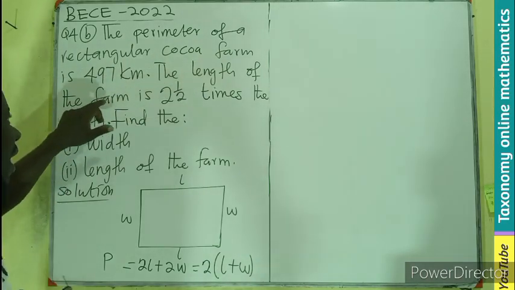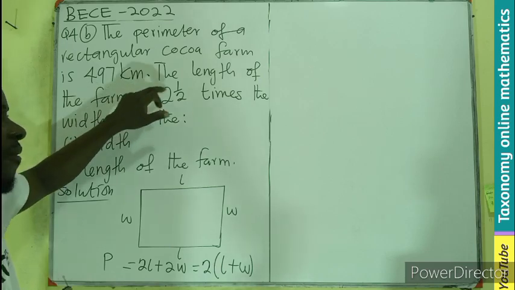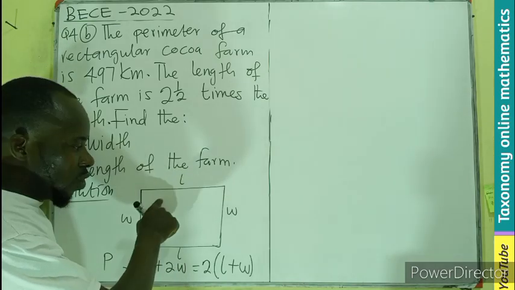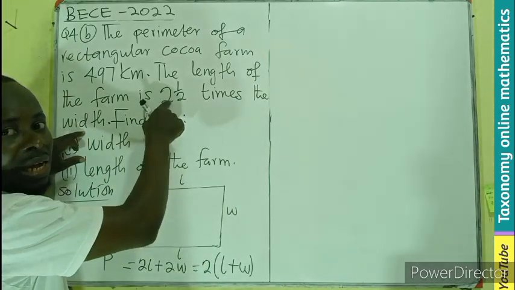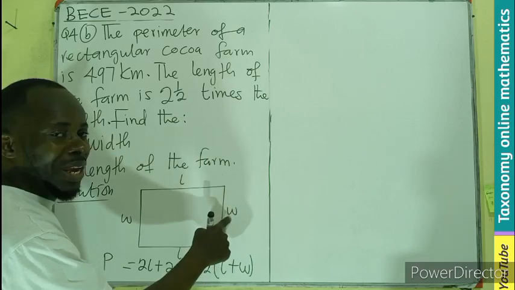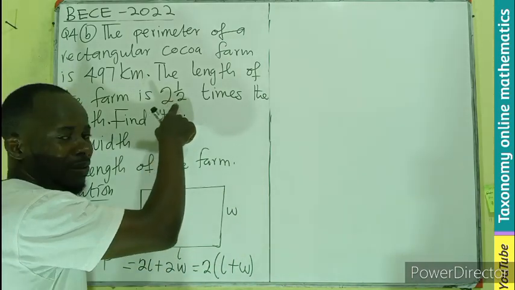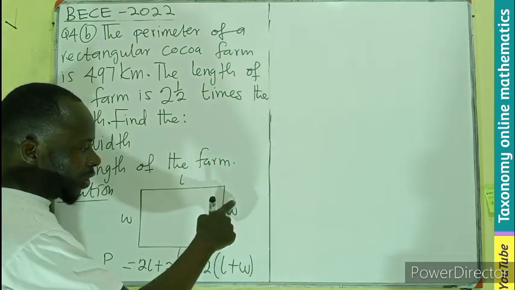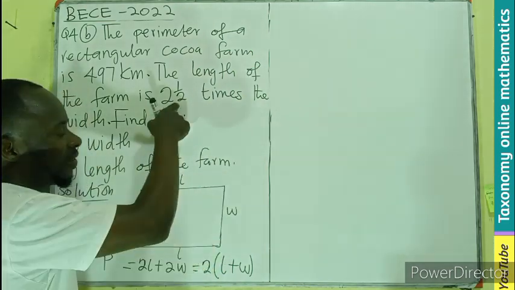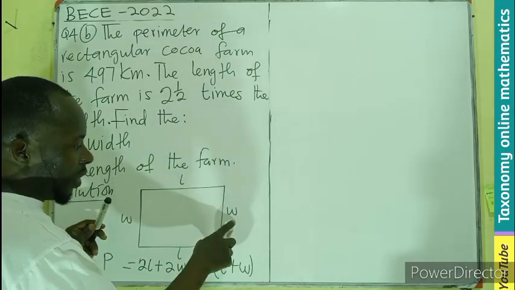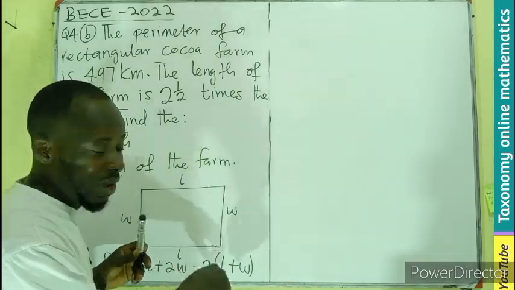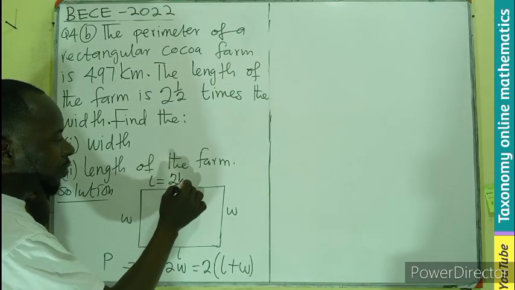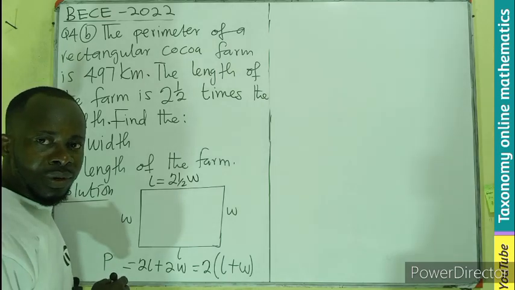The length of the farm is 2.5 times the width. Meaning the length is longer than the width by this much. So if I know the width and I multiply it by this, I should be getting this side. Do you get it? Multiplication, doubling. If I know the width to be 4, it means 4 times this will have given me the length. So if this is the W for the width, then the length is going to be 2.5 times the W.